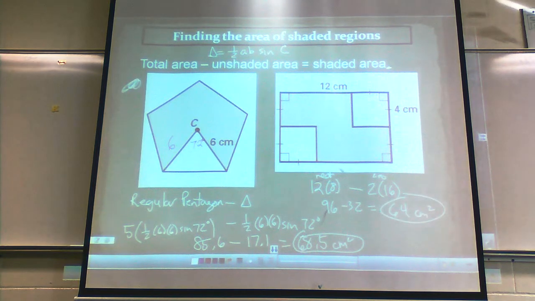Look, guys, honestly, on both of these, if you didn't want to do the subtraction, it would work fine. On the one on the left, there are 4 of those triangles shaded in, so you could have just done 4 times the 17.1. Same thing goes over here. You break it up into the squares. There's 4 of them shaded in, so I could have just done 4 times 16 instead of doing subtraction.